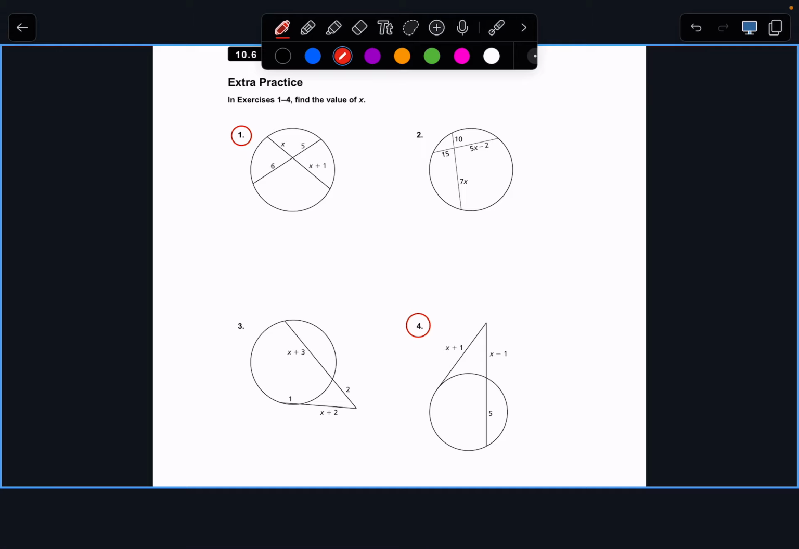Have you set up 1 and 4? I set up 1. I set up 1 and 2. How do you do number 2 and number 4? I did it wrong. I only have 1.